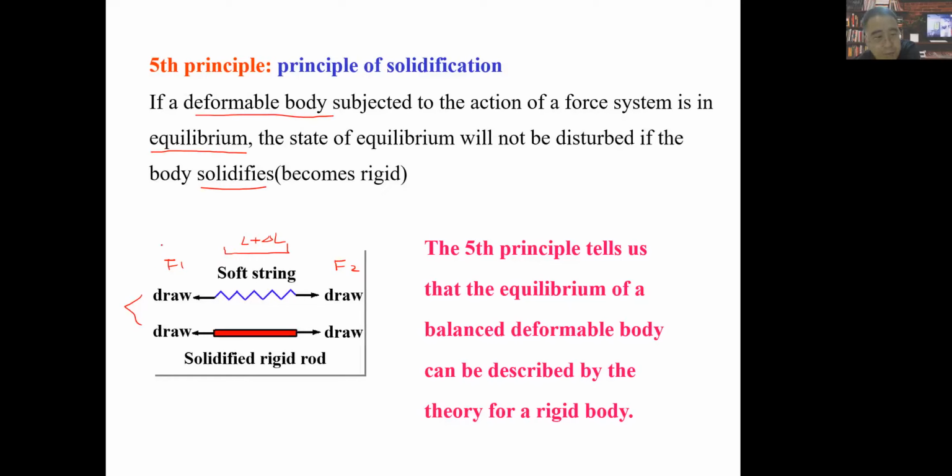Then we keep F1 and F2 unchanged. We imaginarily change the substring into a solid body, that means a solidified rigid rod. Then the equilibrium state we just mentioned will not change. Do you understand? That means if this substring is under these two forces F1 and F2 acting on it, it is in the state of equilibrium.